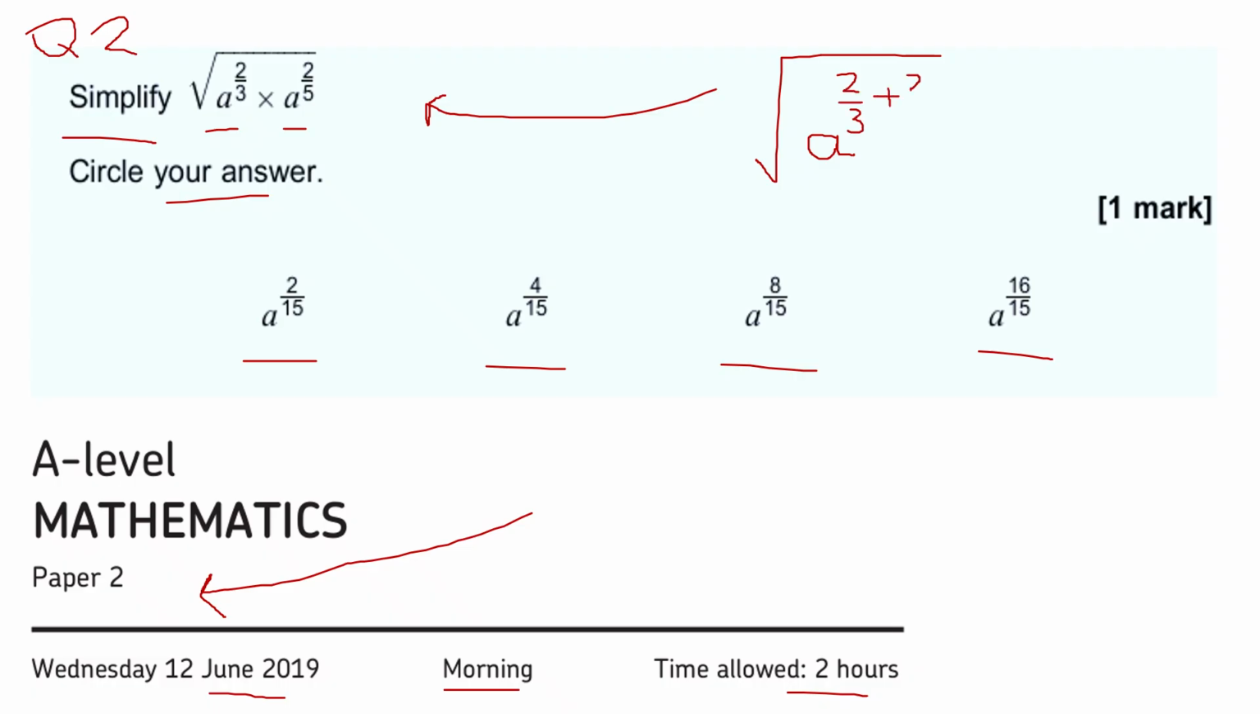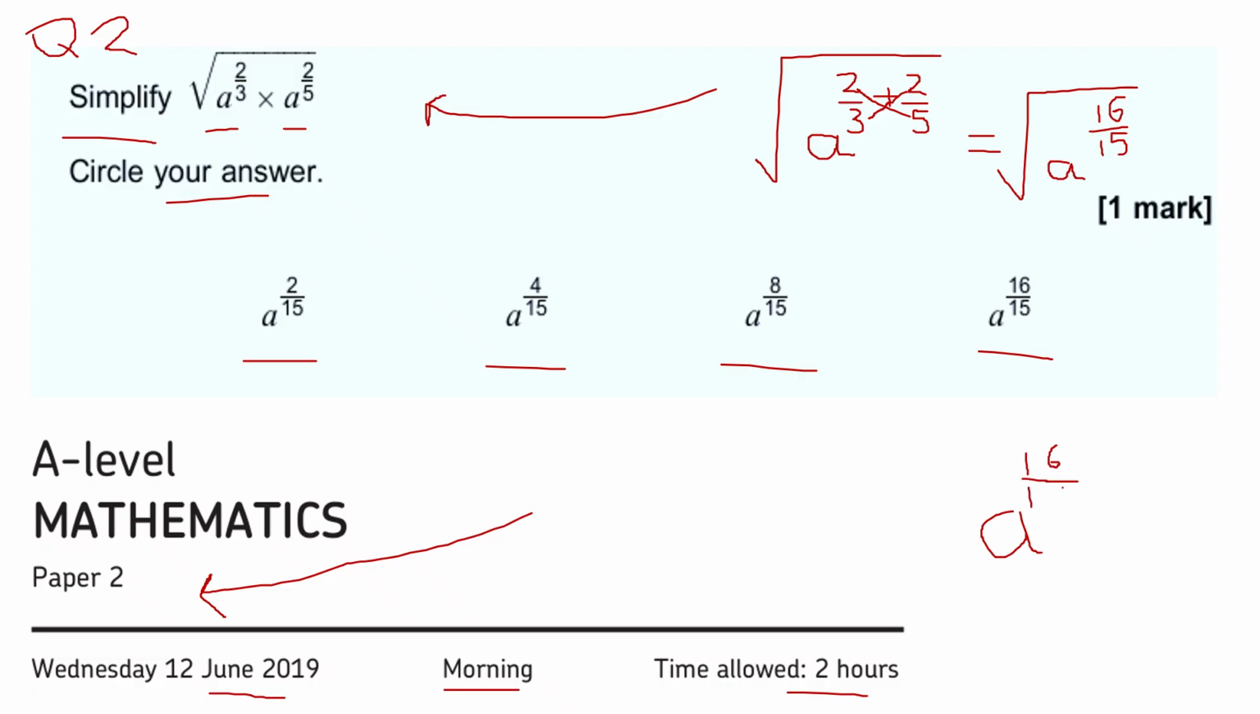If you work it out, either with your calculator or with the cross multiply method, or butterfly method, as I call it, we're going to have a to the power of, well, it's going to be out of 15. We do 5 times 2 is 10, plus 3 times 2 is 6. 10 plus 6 makes 16. So we have a to the power of 16 over 15.